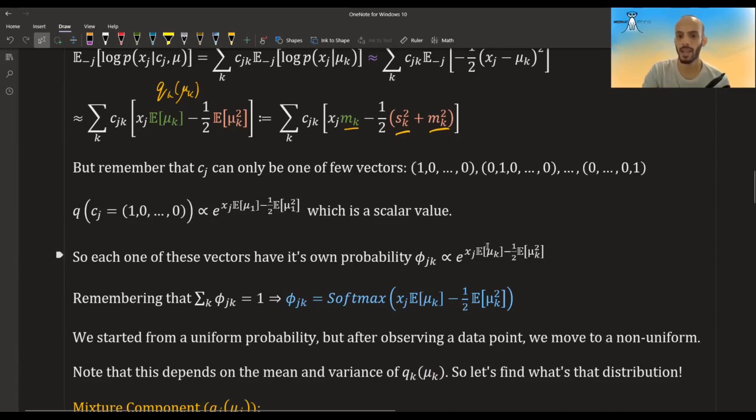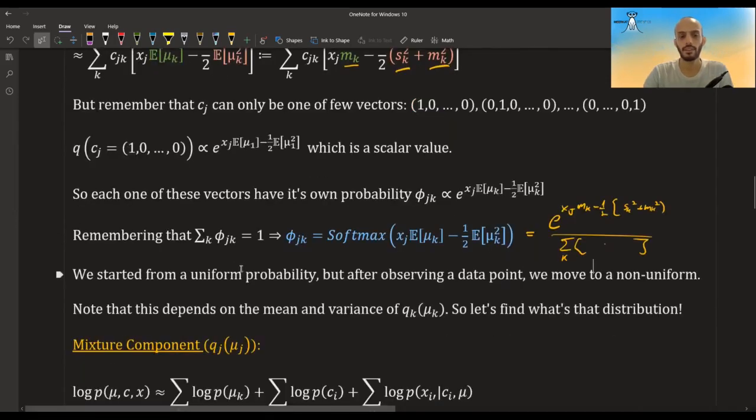So we have this, and if we want to normalize it, we just have to divide this by the sum of this, and this is equal to the softmax, right? So we started from a uniform probability, right? For each jth observation, we had the same probability of being in each cluster, which was 1 over capital K. But after observing a data point, we moved to a non-uniform distribution.